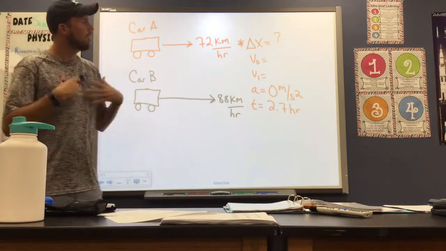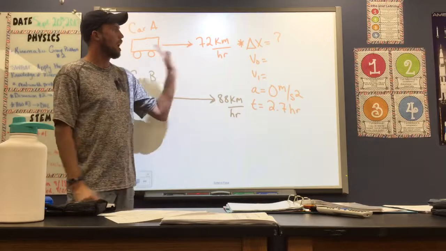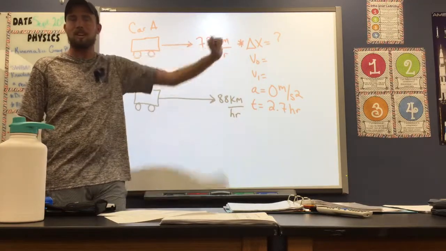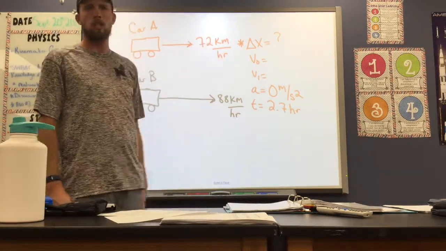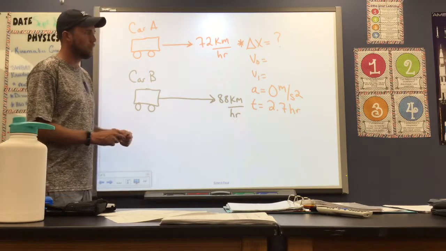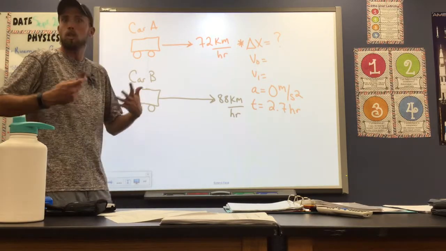Okay, so here, now that I have my kinematics equation sheet, I know that I should have an equation that involves delta x. But I'm not really sure what to do about v naught and v1. Okay, so where should we go from here?